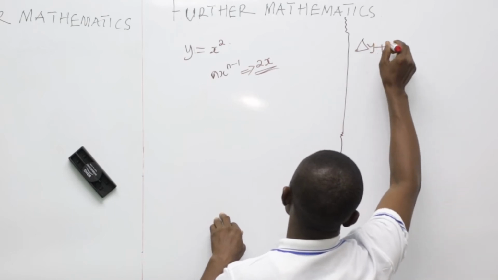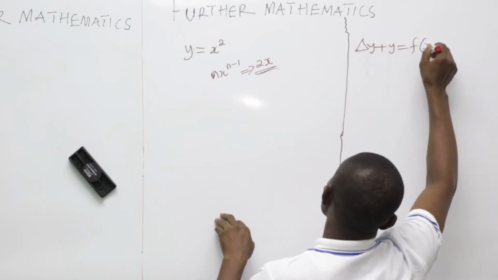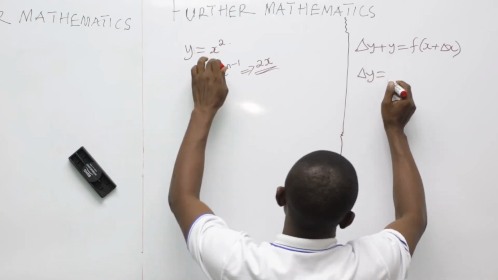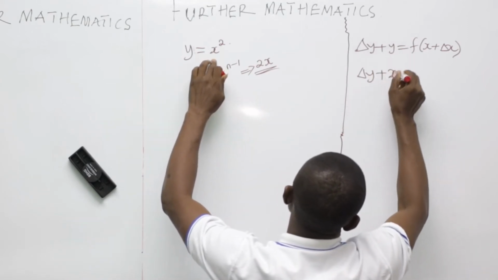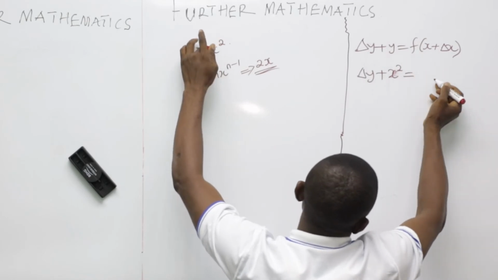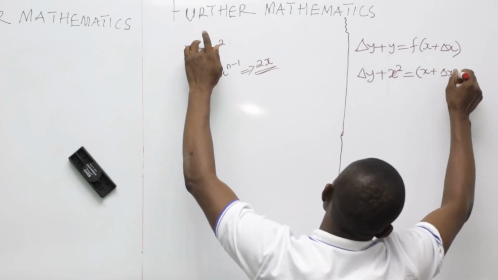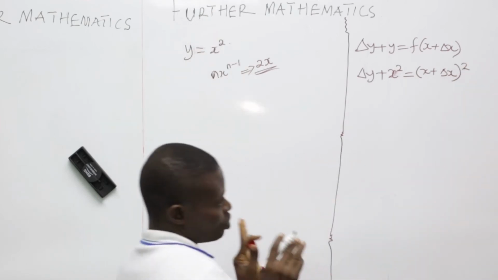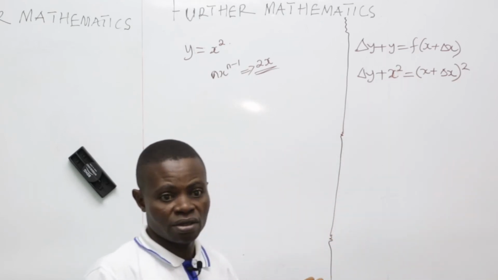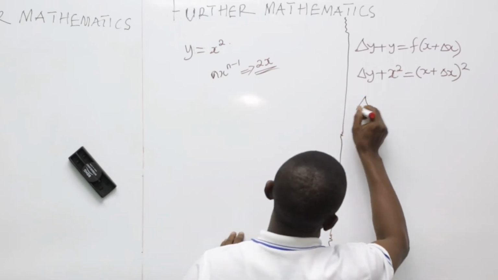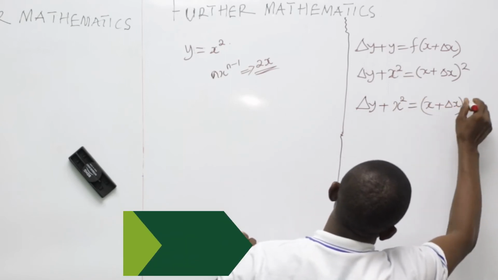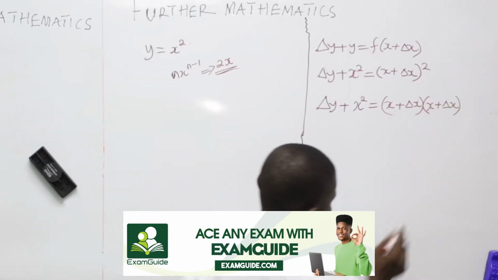Change in y plus y equals f of s plus change in s. So, change in y equals, what is your y? s squared. The coefficient of s squared is just 1, so it's needless. So what do we do? s plus who? Change in s. But what is the power? It's 2. Watch very well, just be vigilant. As you are watching, try to read meanings into what you are studying. So, y plus change in y equals s plus change in s into s plus change in s. Can you see what's going on?